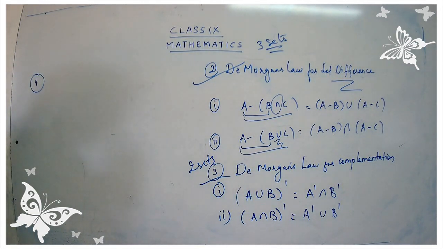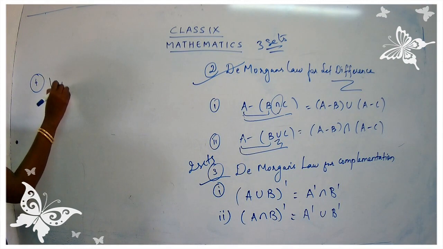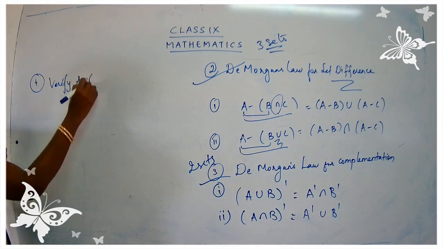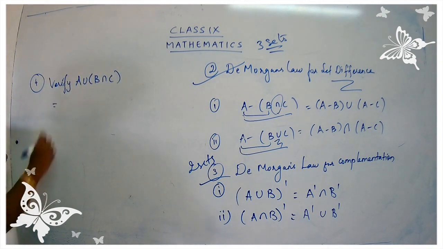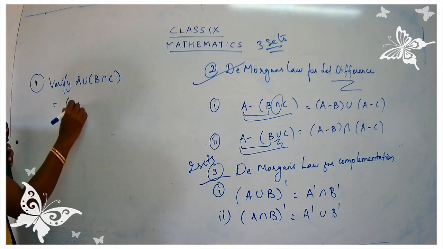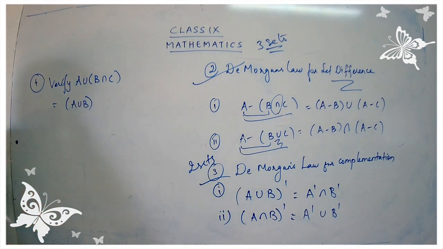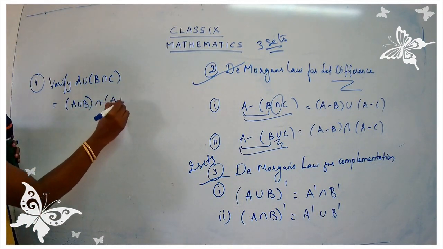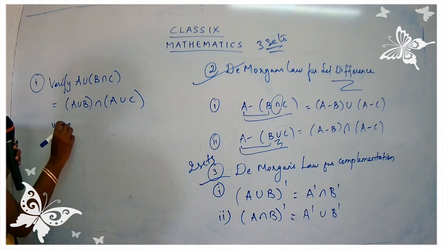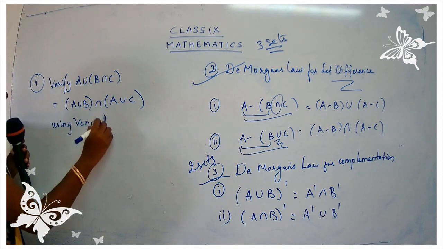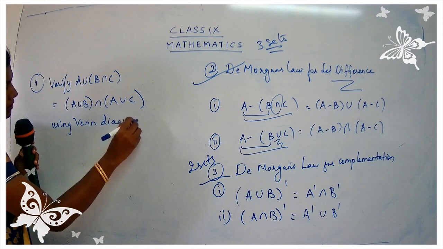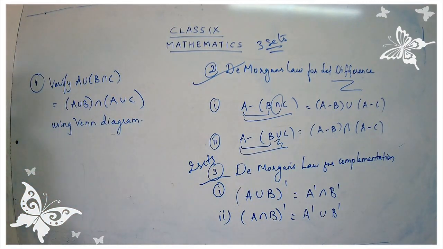Verify A union B intersection C is equal to A union B intersection A union C using Venn diagram. Write neatly. You have to take the question. No one is going to write the answers directly. You have to take your question and then we are going to proceed with the answer.